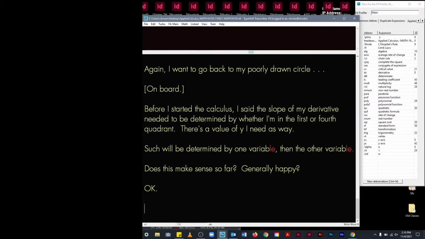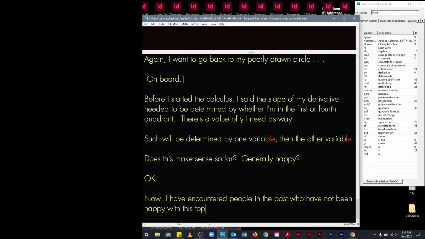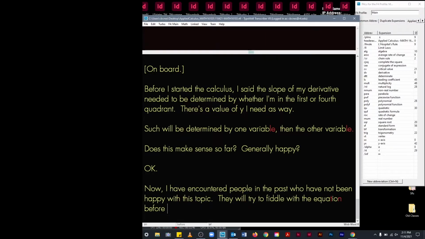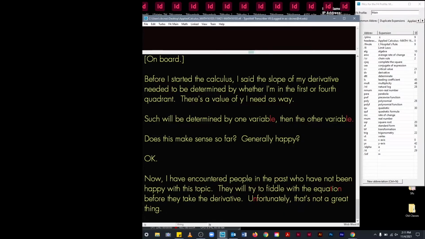Now, I have encountered people in the past who, when they do this topic, they're not particularly happy with the topic, and they will try to fiddle with the equation before they take the derivative. And unfortunately, that's not a great thing. All right? A circle is x squared plus y squared is equal to 1. That's a circle.